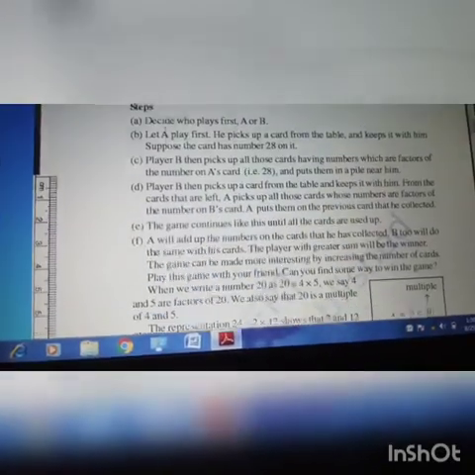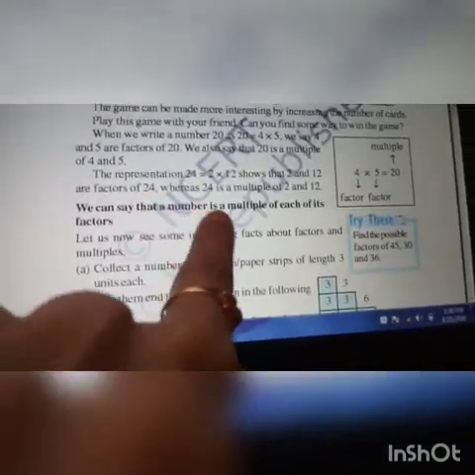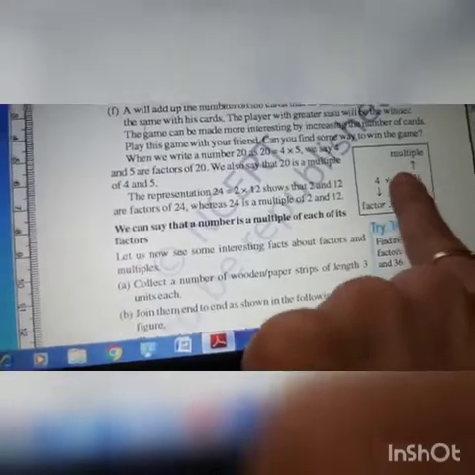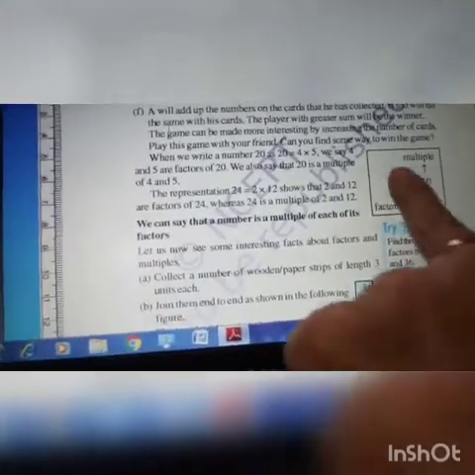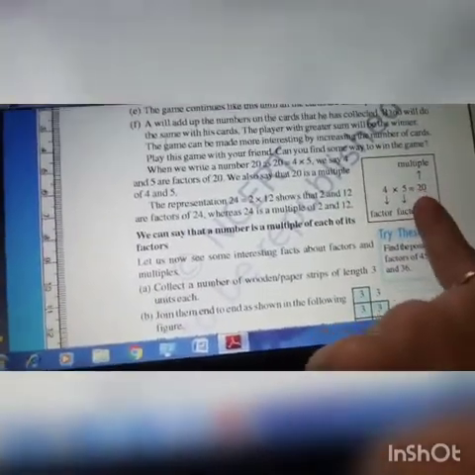Next, on the next page, they have given the definition of a multiple. We can say that a number is a multiple of each of its factors. See these two: the multiplication of two numbers gives the factors, and the answer we are getting is your multiple. Okay.